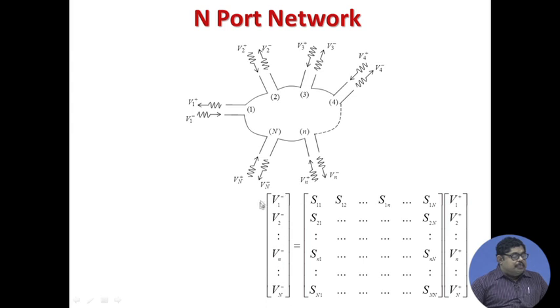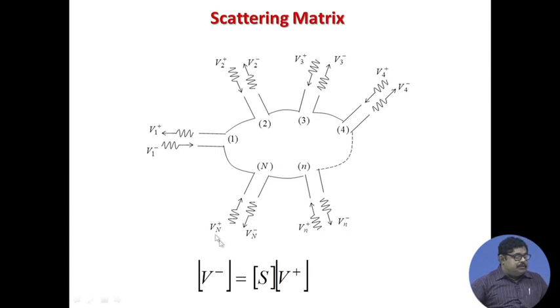So, you can write the various port reflected voltages, this vector, as equal to this square matrix, n by n matrix, times another capital N length vector. So, this matrix is called the S matrix. The same thing in matrix form we can write as V minus is equal to S V plus. This S matrix is called the scattering matrix.